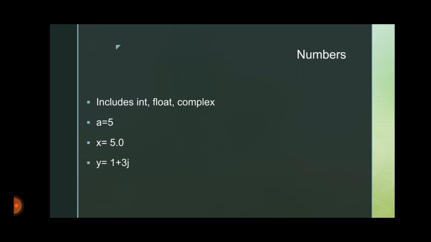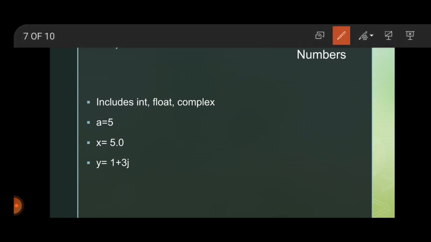We can do a similar statement like a is equal to int of 5. We are explicitly specifying 5 is of type int. Otherwise, if I am mentioning a is equal to float of 5, the value assigned will be 5.0. I am explicitly specifying the value 5 is of type float.